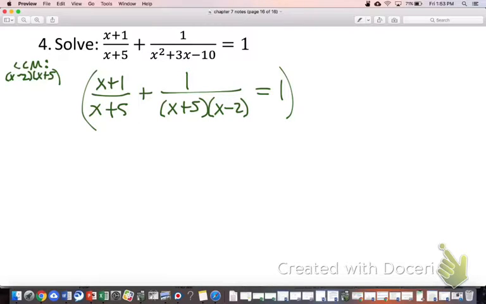All right, so here it is. We're going to multiply by the least common multiple.